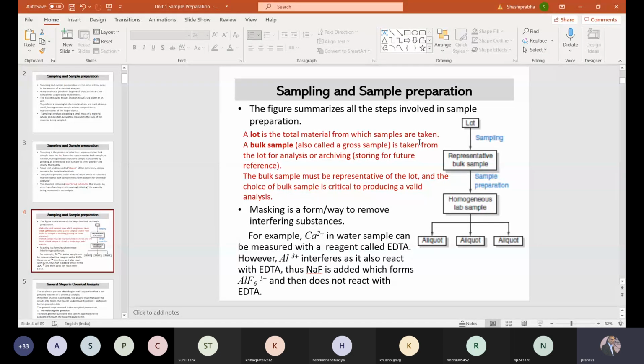Sample preparation is a process such that your final prepared sample, or aliquot, can be directly analyzed. And for that to be realized, there are certain methods, certain tools, and that is what is covered in this unit. So there is less emphasis on sampling, but more emphasis on sample preparation.